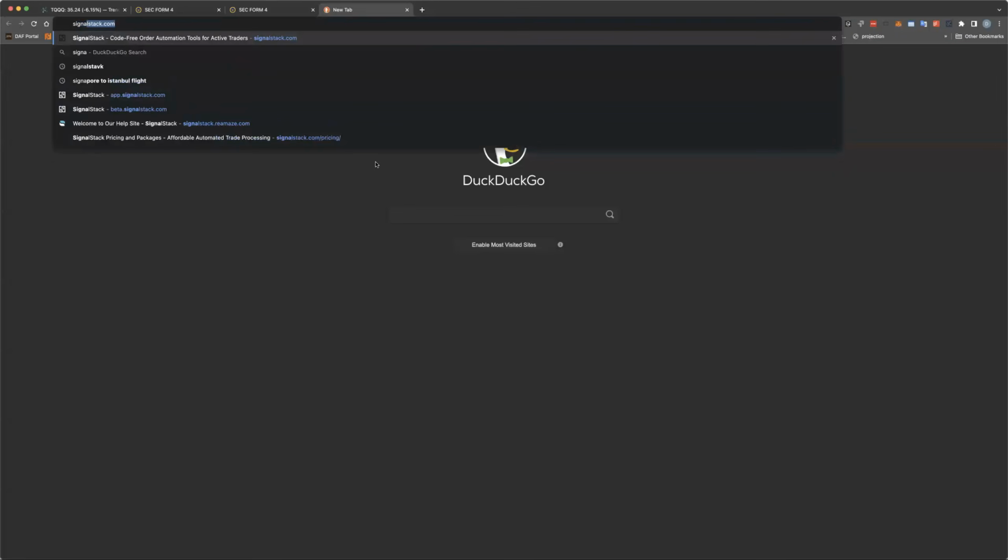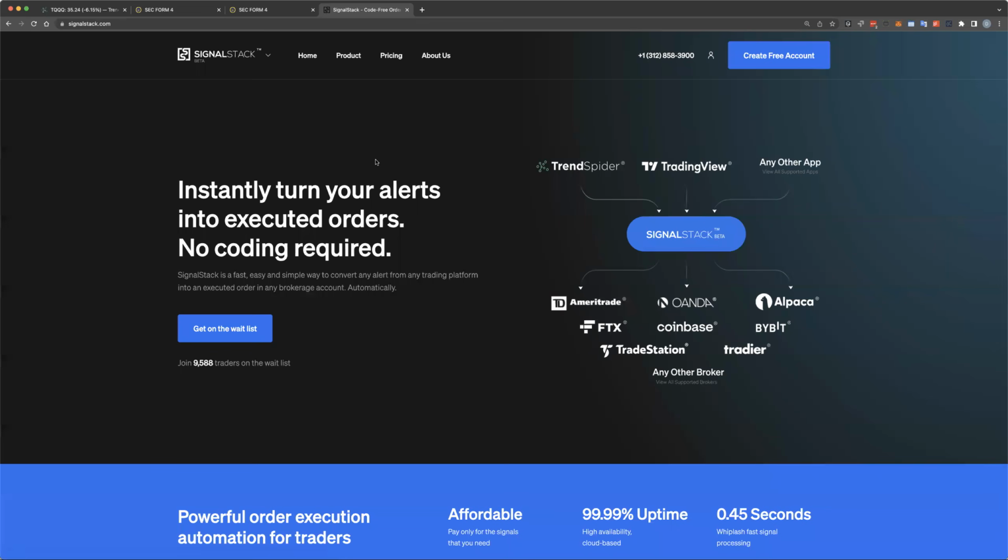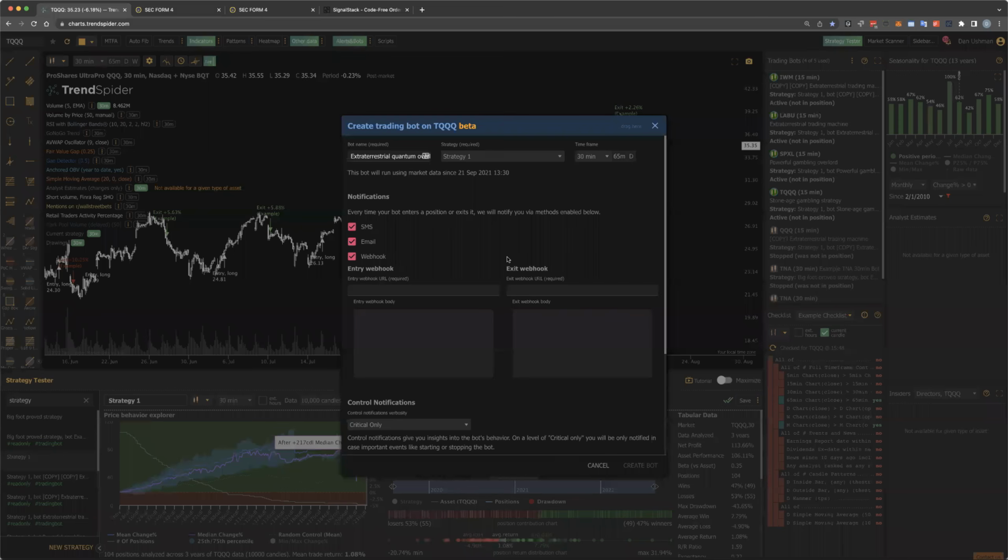And this goes with the Signal Stack product, which is currently in beta. We're letting people in right now, right? But this is an order router that can take a signal from TrendSpider or TradingView, anything that can send a webhook alert, right? And then transliterate that into an order ticket at a broker or crypto exchange of your choice, right? There's other order routers out there. You don't have to use the Signal Stack one with this. It'll work with Alertatron for crypto if that's what you prefer to use.